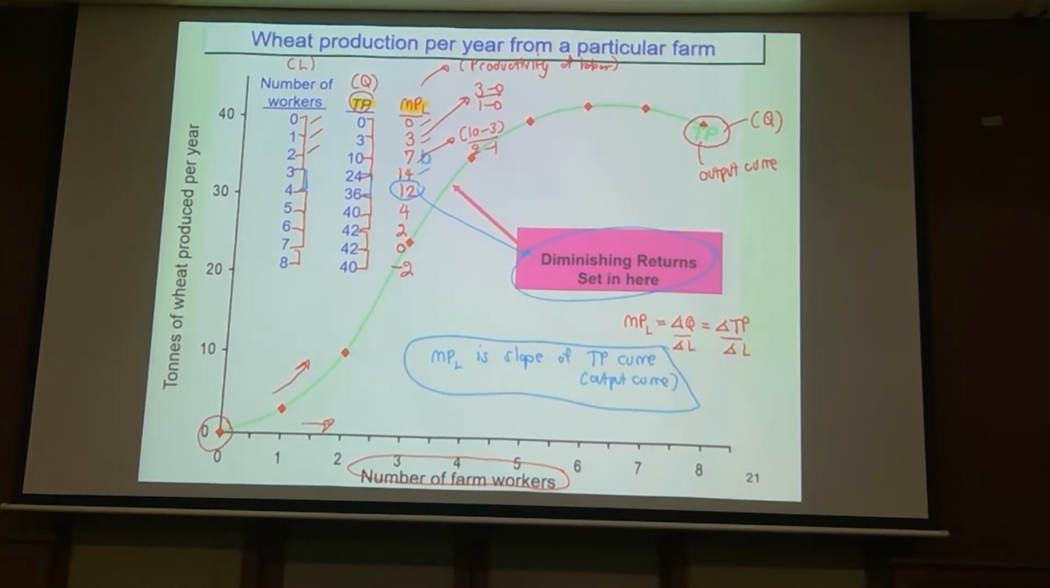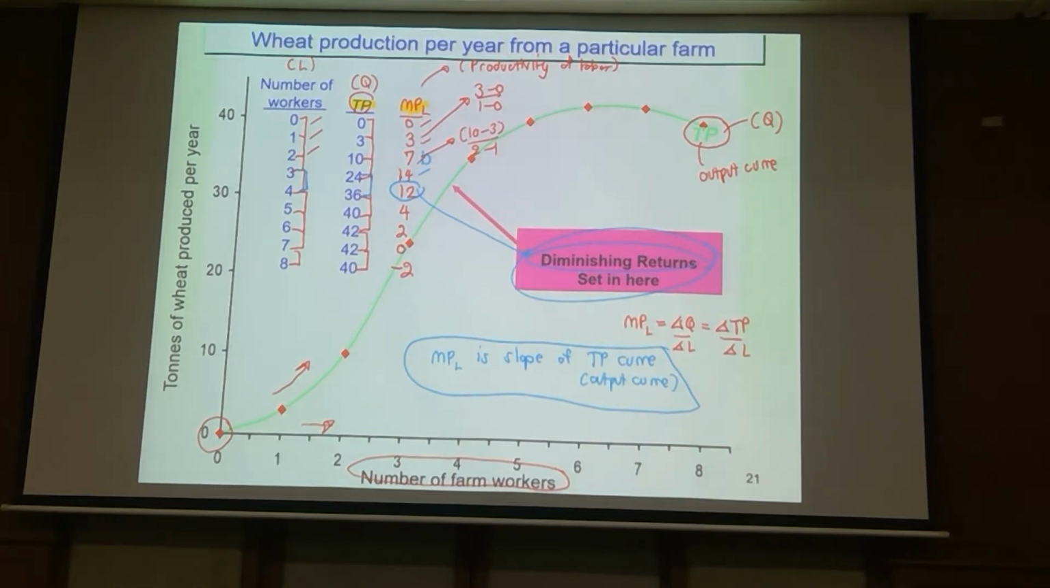We start having the problems of diminishing return once, as a result of an extra unit of employment, we get less additional unit of output than before. That's when we start having the problems of diminishing return. Okay?